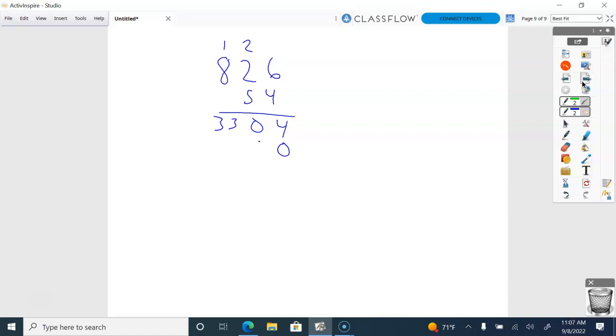5 times 6 is 30. Put a 3 here. 5 times 2 is 10. Carry the 1. 45, 40, 41. Oh, yeah, I was thinking of 9.